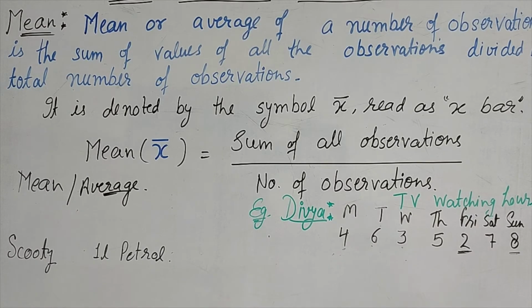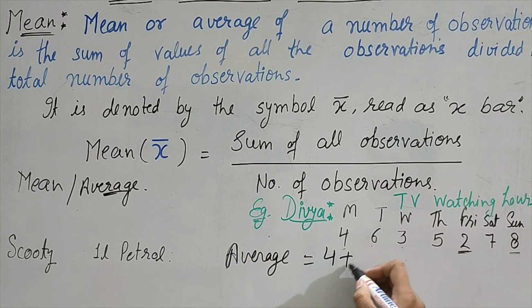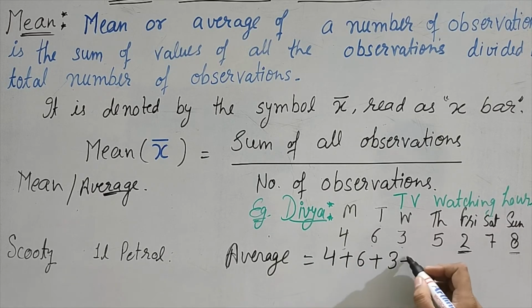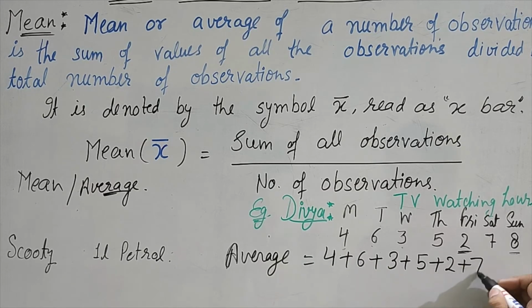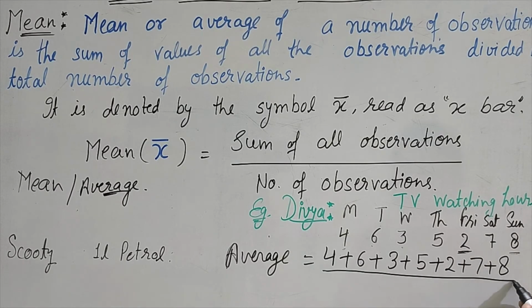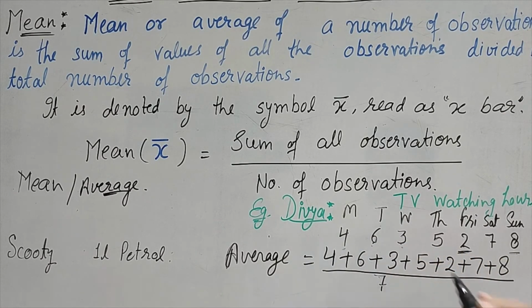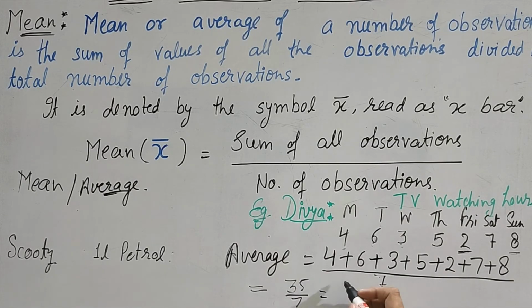So that average, if we want to calculate it, can be calculated like this: add all the numbers, add all the information, all the data, and divide by number of observations. कितने दिन का observation है ये? 1, 2, 3, 4, 5, 6, 7 days का ये observation लिखा हुआ है. So divided by 7 to get the average. On adding these all, we are getting 5 hours.